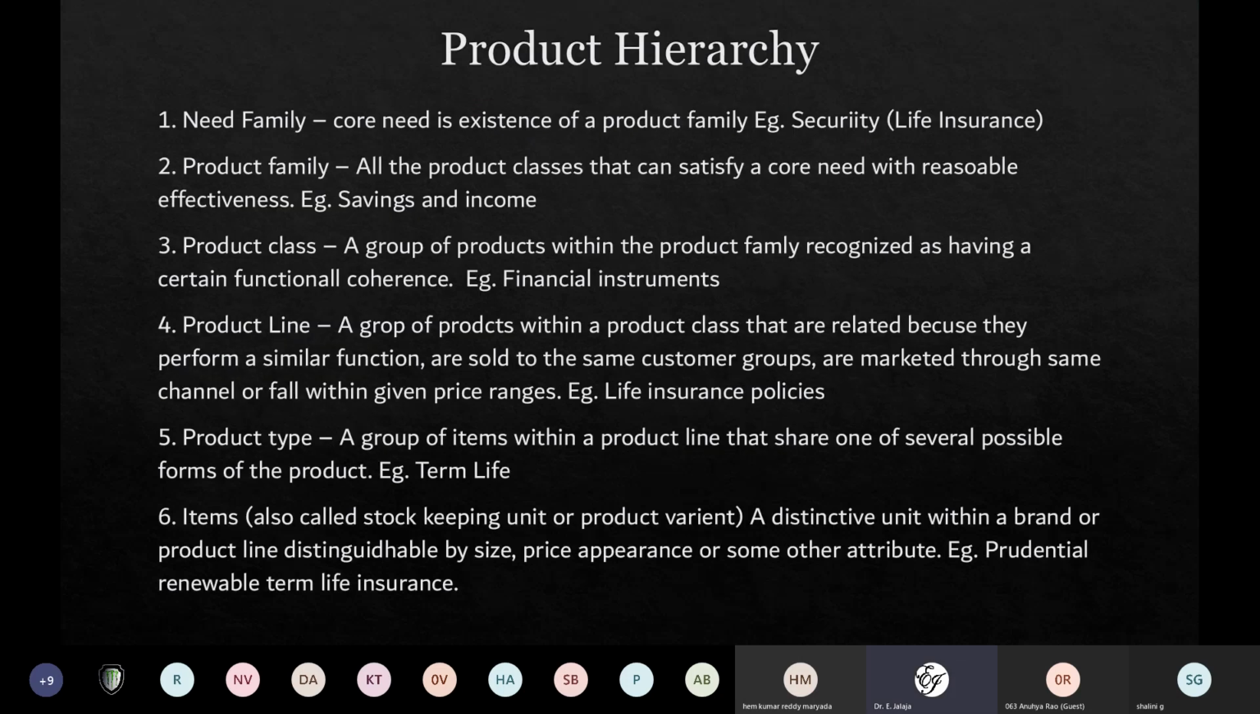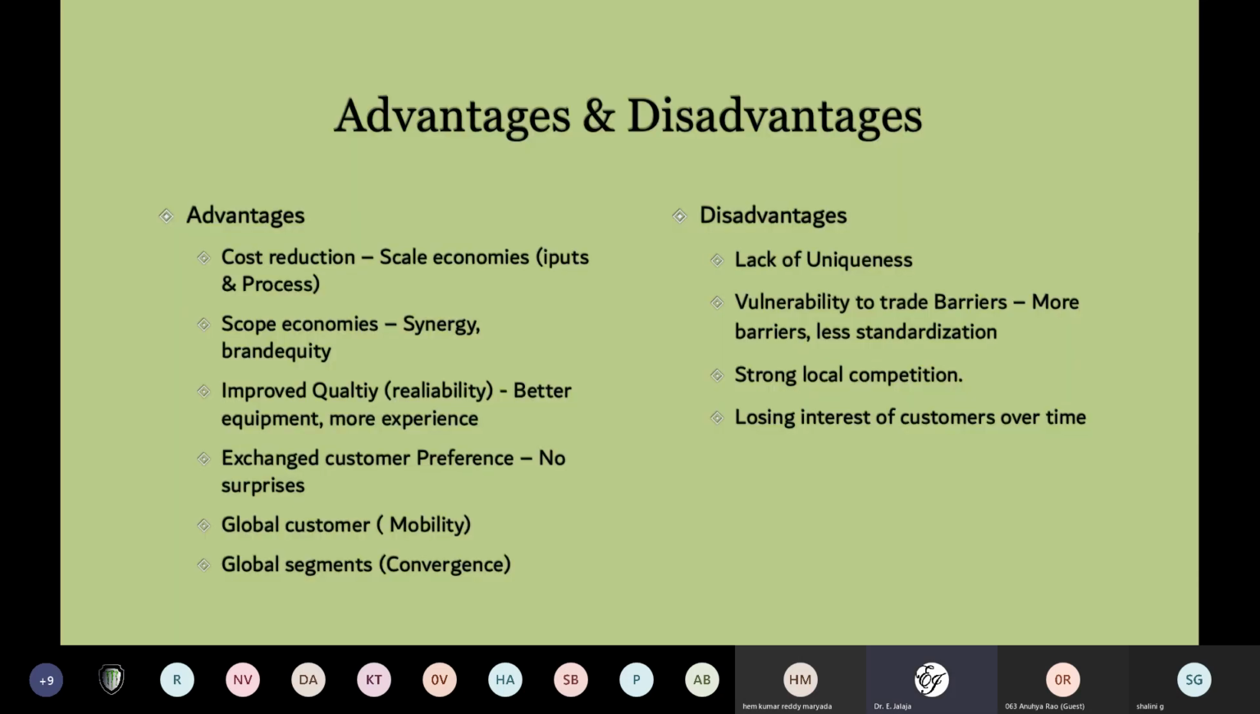Next, what are the advantages and disadvantages of this, right? If you observe, the first advantage is cost reduction. They are able to reduce the cost. And because of synergy and brand equity, you have scope for increasing economies. There is also scope for improving the quality of the product. You also can improve the quality of the product.